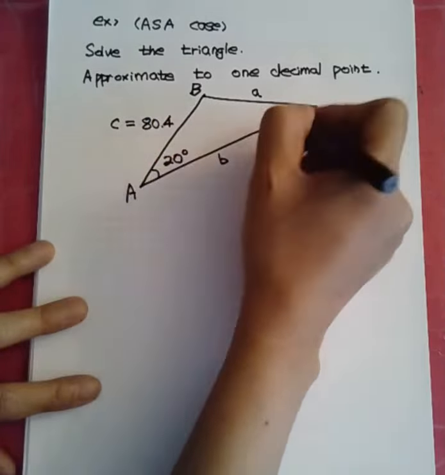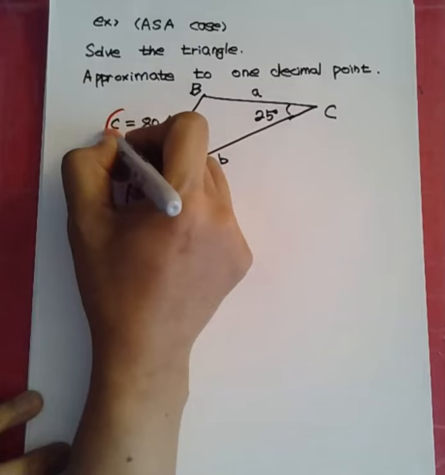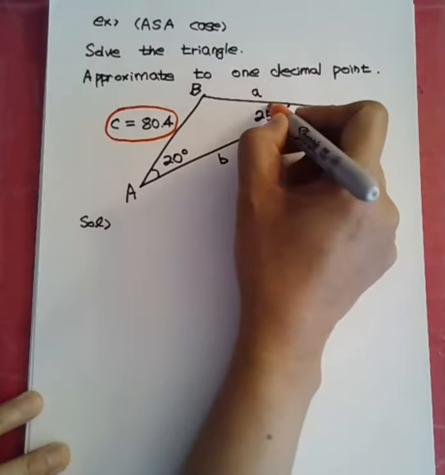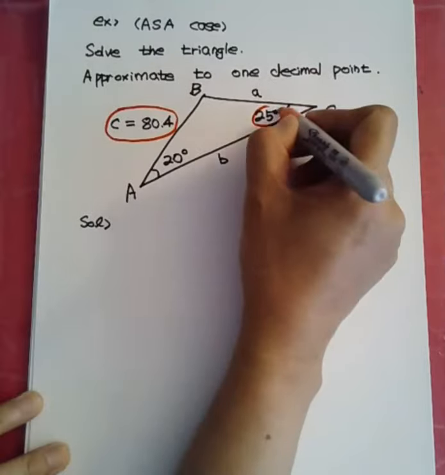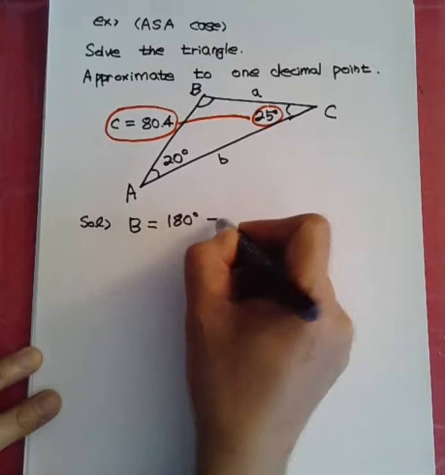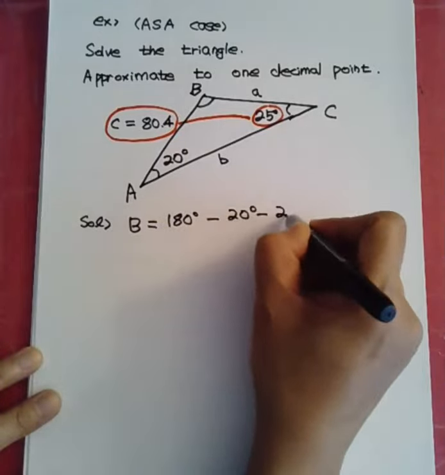The first thing we can notice from this problem is that this side and its corresponding angle are known, so we can apply the law of sines. And two angles are known, so we can calculate this angle. Angle B is 180 degrees minus 20 degrees minus 25 degrees. That is 135 degrees.